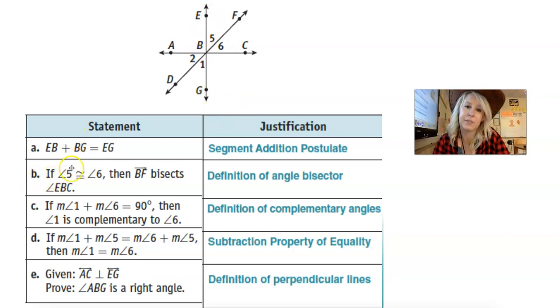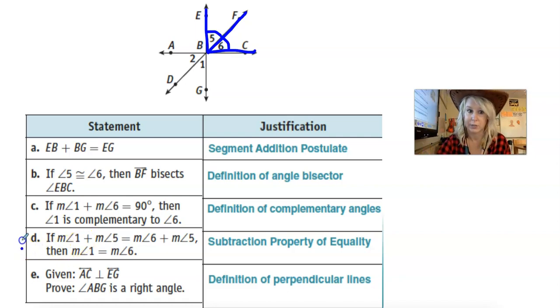Part B said if 5 was congruent to 6, then BF bisects EBC. So the word bisect, that's a definition of a bisector, and it's an angle bisector because I'm dealing with an angle. So it says if 5 is congruent to 6, then I know that this blue line is going to bisect this whole angle. So that's what an angle bisector does. C said if 1 plus 6 was 90, then I know they're complementary. So that's the definition of a complementary angle.